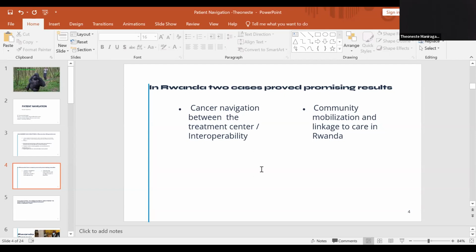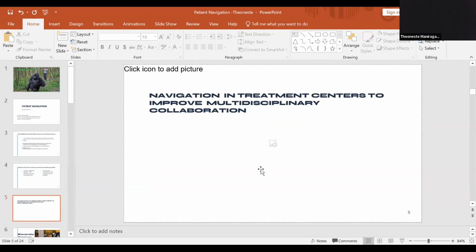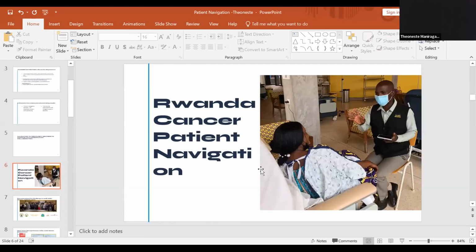Here now, I want to start by talking about navigation in treatment centers to improve multidisciplinary care. This was the program we ran since 2018 in partnership with City Cancer Challenge and its partners. Here I'm showing a patient talking with the navigator, in the Butaro Cancer Center, in the northern area. This patient was suffering from breast cancer, and she was done with surgery and chemotherapy. And then to get radiotherapy, the patient needed to travel from the northern province to Kigali.